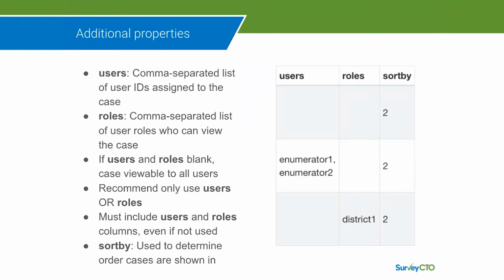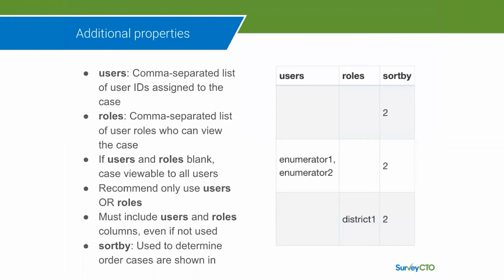Next, we have the roles property. This is very similar to the users property, but checks the user role of the enumerator instead of their username. The enumerator will only be able to view that case if they are logged in as a user that is assigned one of the user roles listed in the roles column, or if the roles column is blank for that case. For example, the third case in this server dataset has a roles value of district 1. This means that any user with the user role district 1 will be able to view that case. This can be used for assigning cases to groups of enumerators as opposed to individual enumerators.